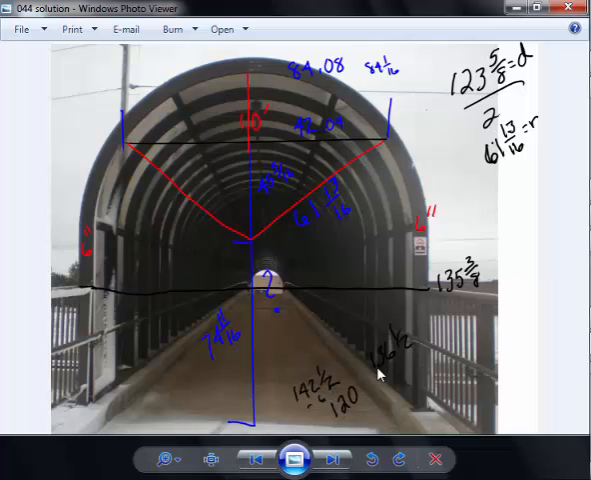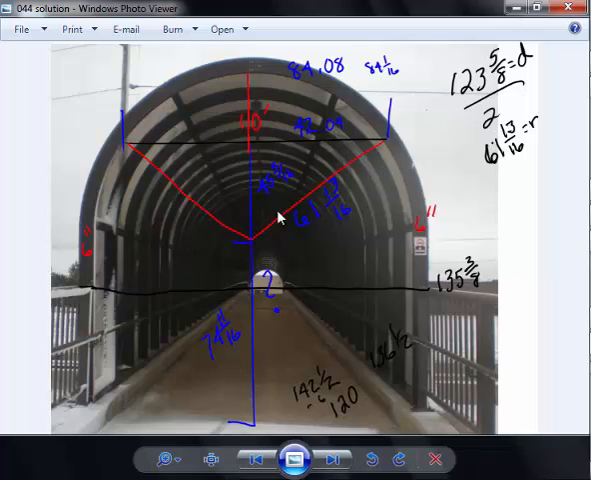Subtract 6 inches is 136.5. Oh, I'm sorry, here it is. It's 123 5/8 inches is the distance inside the steel. Divide that by 2. The radius here is 61 13/16 inches. So since the distance all the way to the top is 136.5, subtract that 61 13/16 means that the bottom part here is 74 11/16.